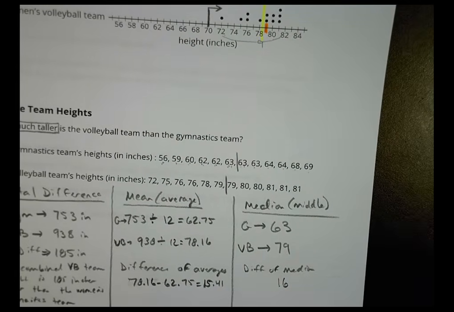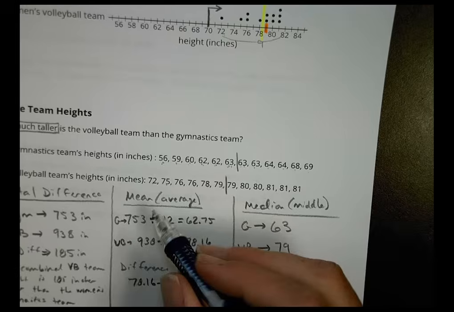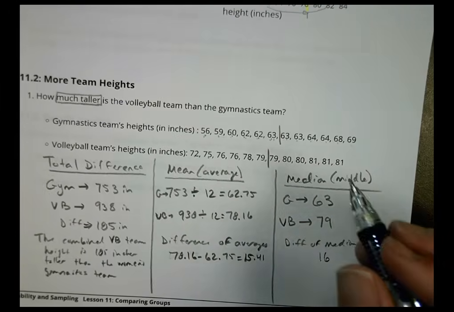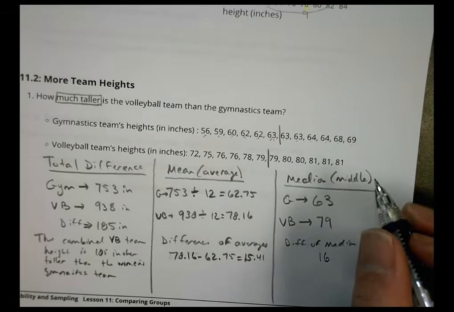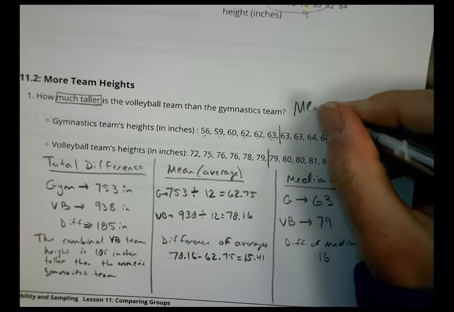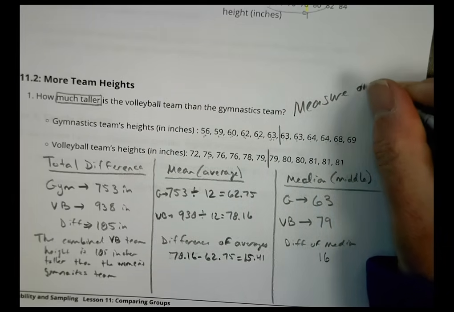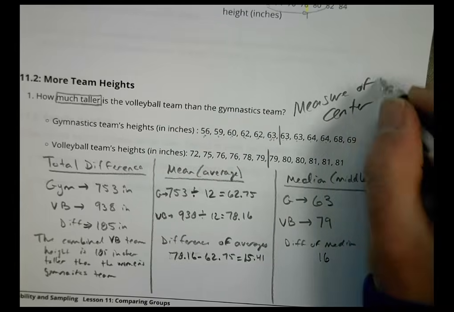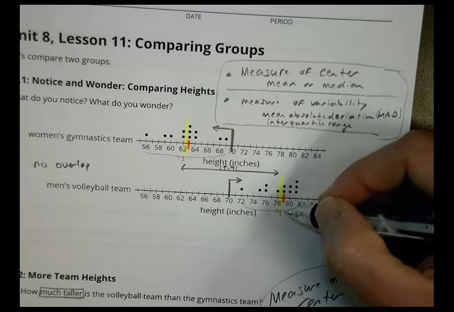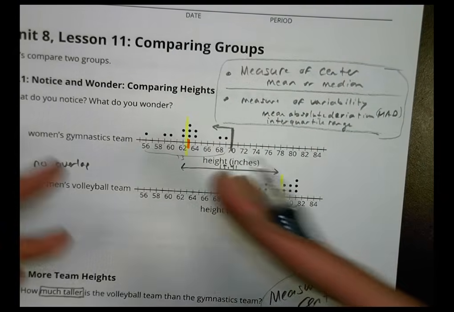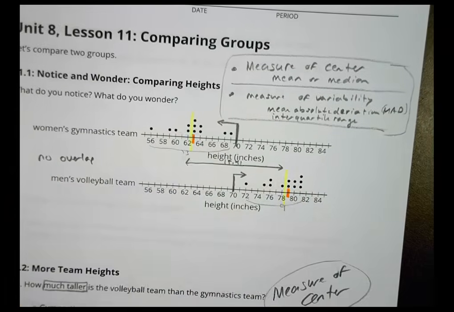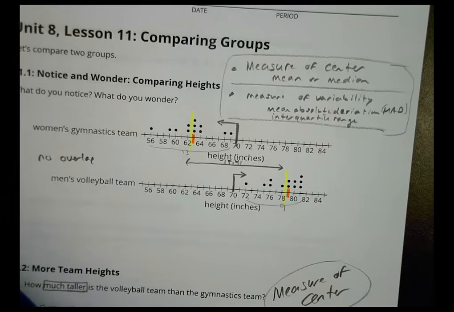All right? So this is what we talk about as our measure of center, the mean and median. These are measures of center that we're looking at. As we compare how much taller one is than the other, we're using a measure of center to help figure that out. These are two points in the middle or center part of all the data, and we're comparing the two data groups by their measure of center. Okay? So that's the idea with that first part.